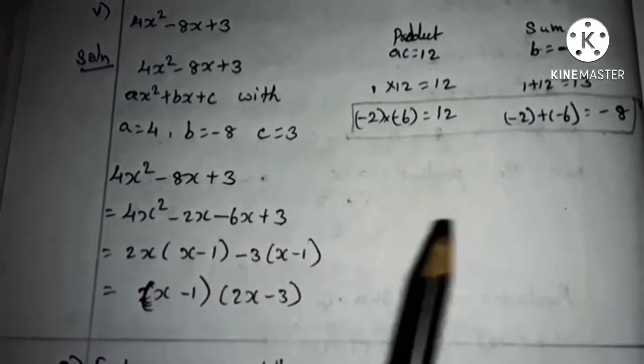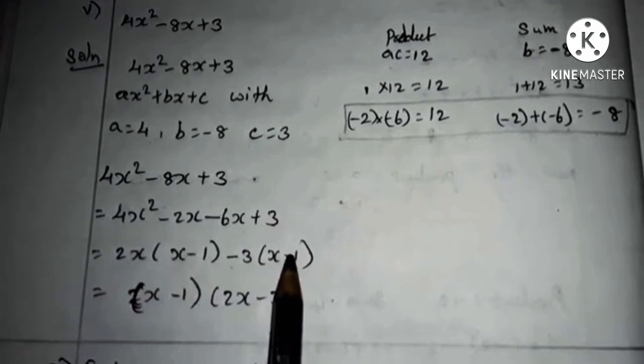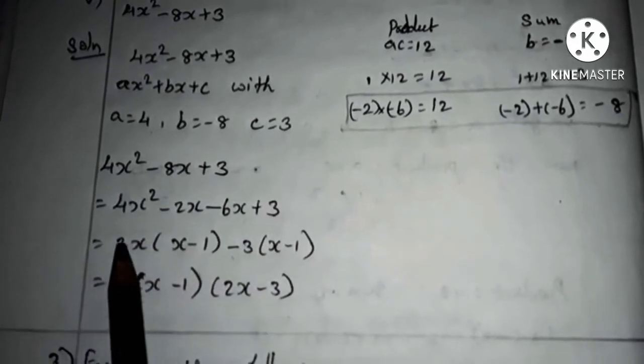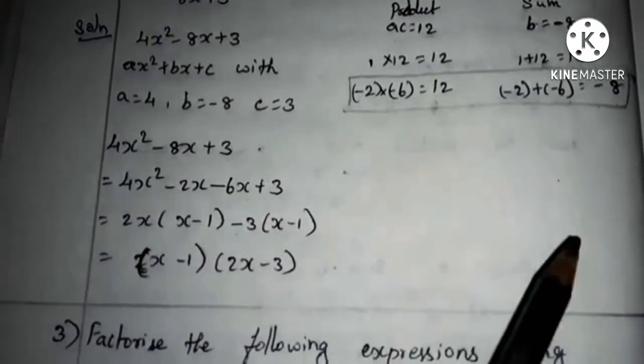From these two, minus 3 is common. In the next step, x minus 1 is a common binomial factor. So, we are taking it out and we get the other factor as 2x minus 3.